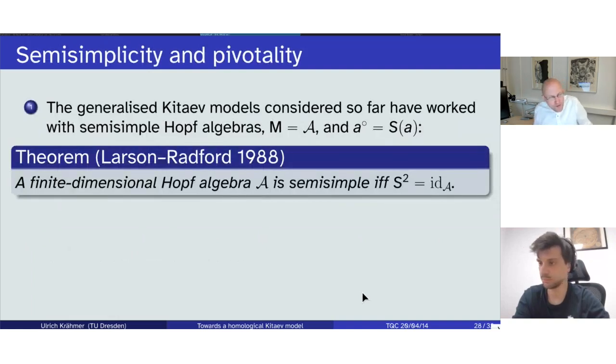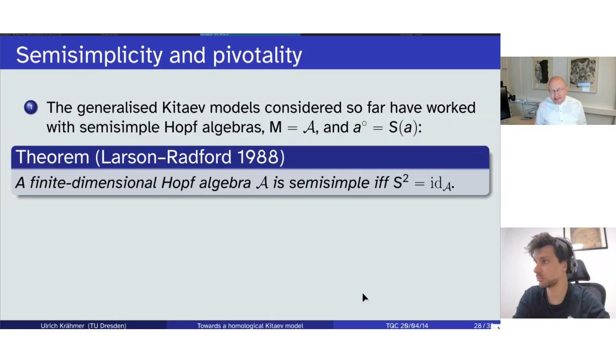Now, why did no one notice this so far, right? All these other people who worked with Kitaev models for Hopf algebras did not need these anti-Yetter-Drinfeld modules. And this theorem here is the answer to this. Well, there's a famous theorem which says for a finite dimensional Hopf algebra, semi-simplicity precisely means that S squared is the identity. So when you work with semi-simple Hopf algebras, this business about the twist disappears entirely. And that's why when you work with semi-simple Hopf algebras, you do not notice this twisted stuff in the Kitaev model.